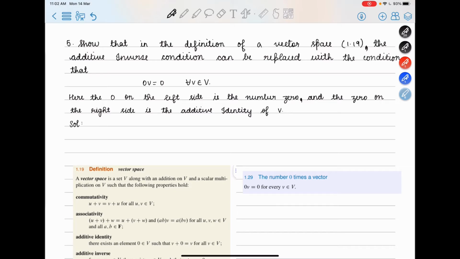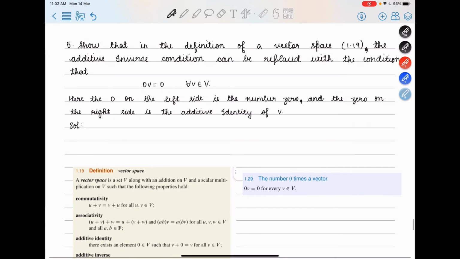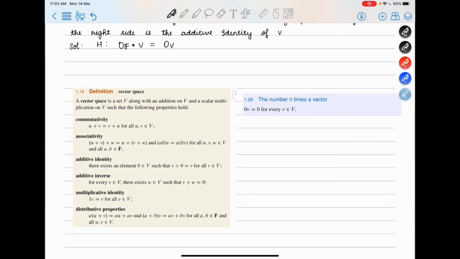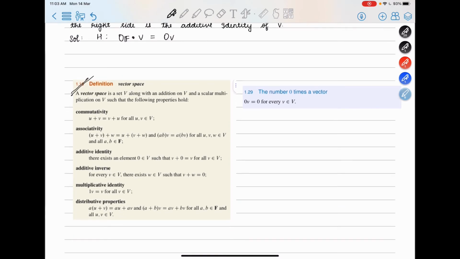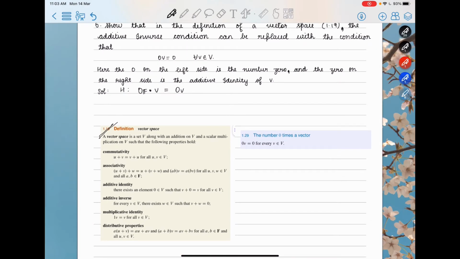Just to make sure that we can distinguish both the zeros, we can write it as 0_F, the 0 coming from the field F, times v, equals 0_V. This 0_V will represent the additive identity of capital V. This I can call statement H. So what they are asking us to do here is, this is the definition of vector space, and we are asked to see what happens if we replace the axiom of additive inverse with statement H.